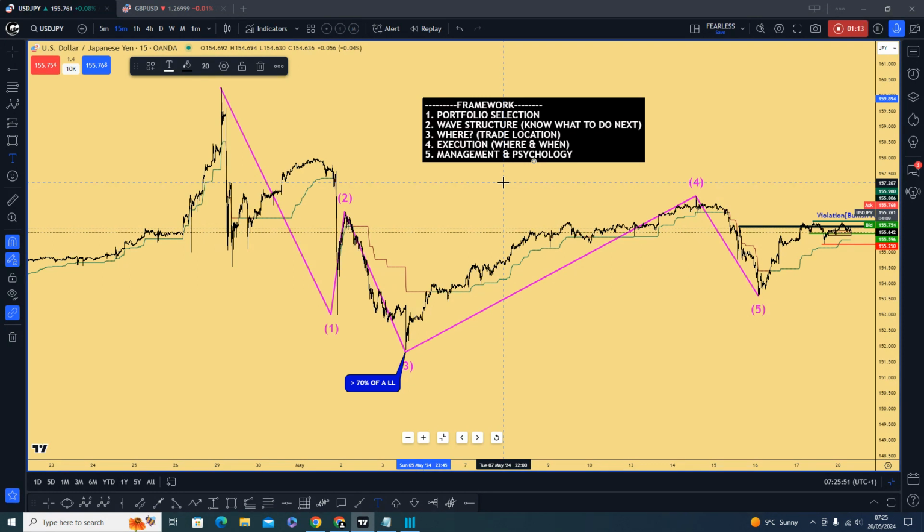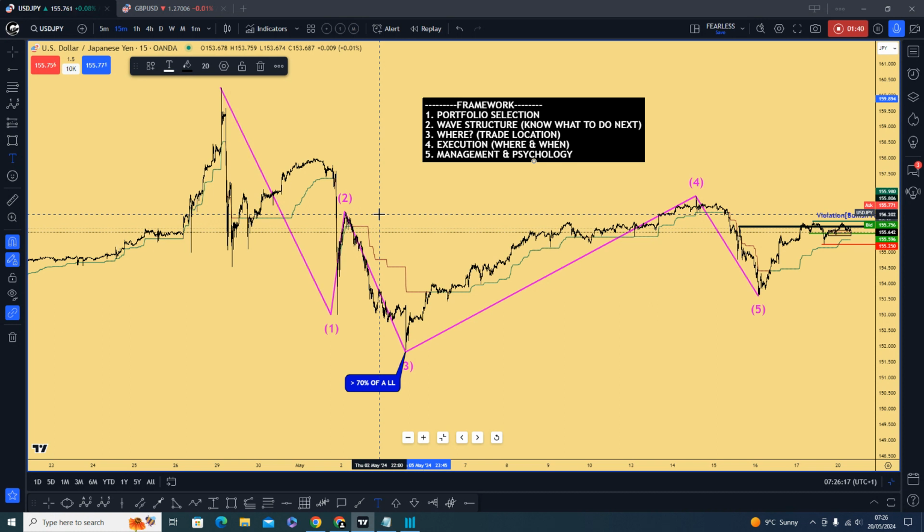Then we go to the wave structure count, which is my methodology. This is something that I have learned over the years to develop. This is not Elliott wave or anything like that. This is the natural movement of price. And then we need to look at where we actually execute our trade, which is the trade location, how we execute and when we execute.